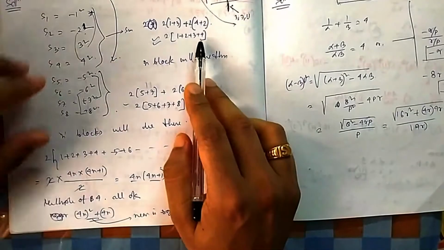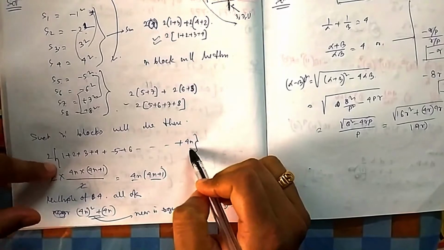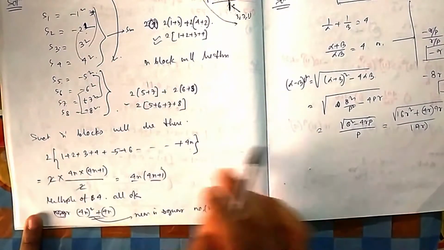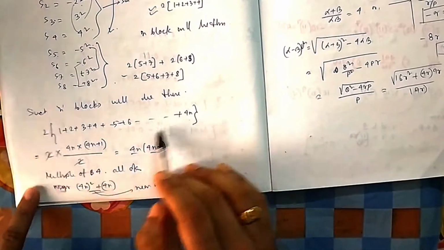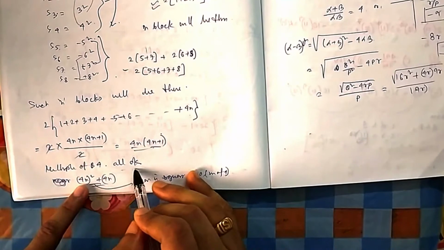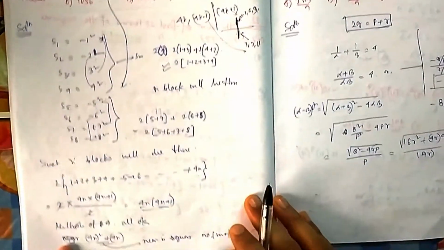There are n blocks. First block is giving up to 4, second block is going up to 8, so the nth block will go to 4n, and 2 is common from each block. So it is the summation up to 4n terms. So you apply this formula, and it should be a multiple of 4. All options are multiples of 4, so all options are okay. Then you check one by one.